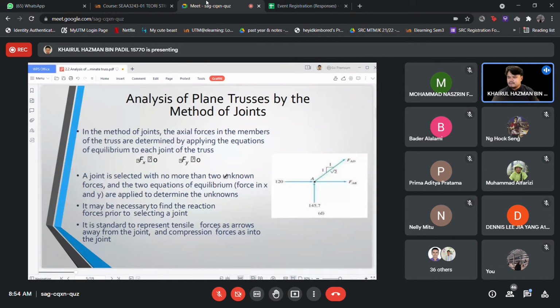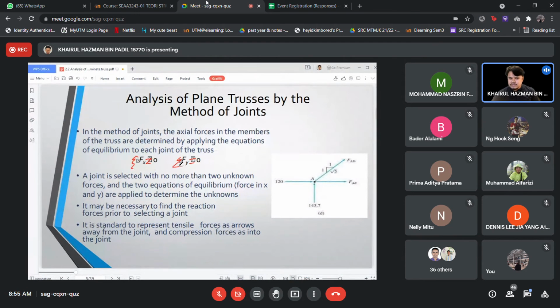Okay, analysis of plane truss by the method of joints. In the method of joints, the axial forces in the members of the truss are determined by applying the equations of equilibrium to each joint of the truss. So usually we don't have rotation. So we just have the summation of Fx equal to 0, summation of Fy equal to 0. The joint is selected with no more than two unknown forces, and the equations of equilibrium in x and y are applied to determine the unknowns.